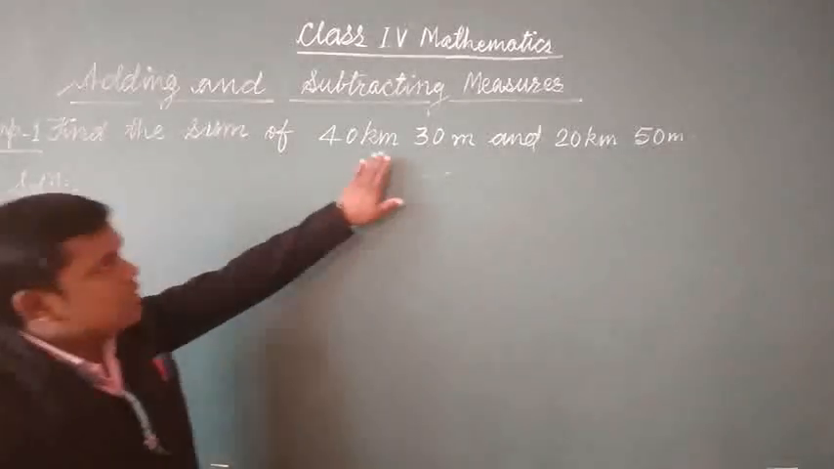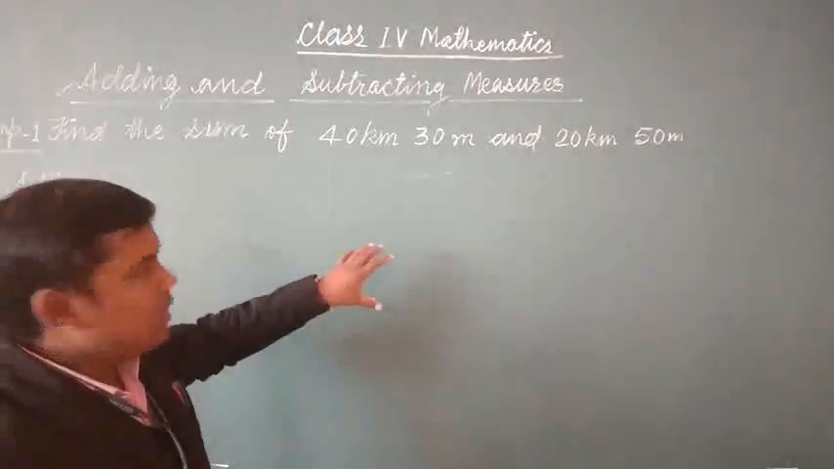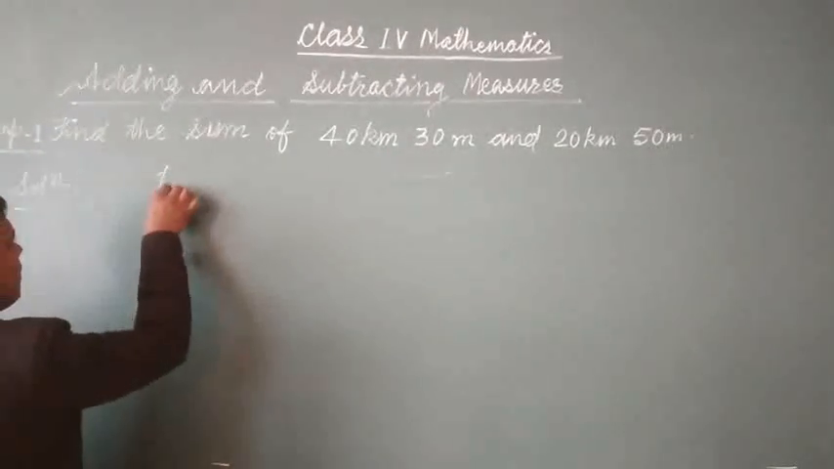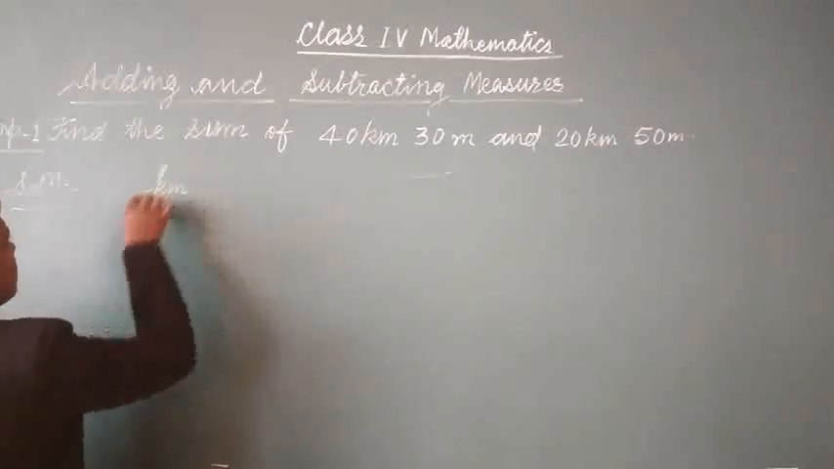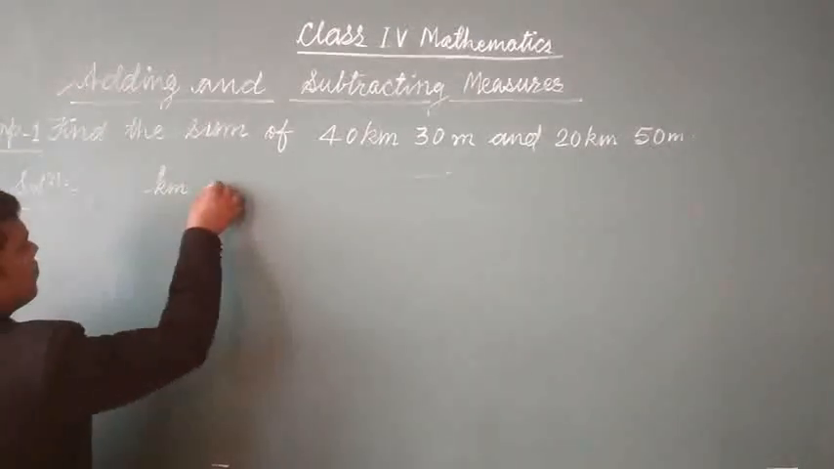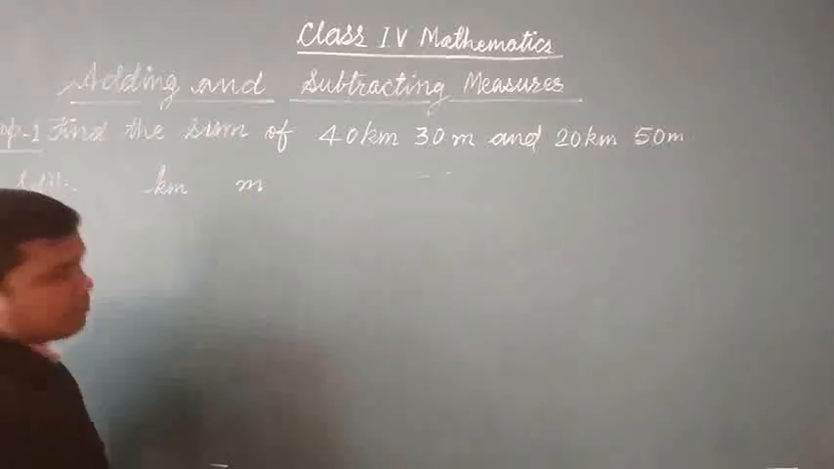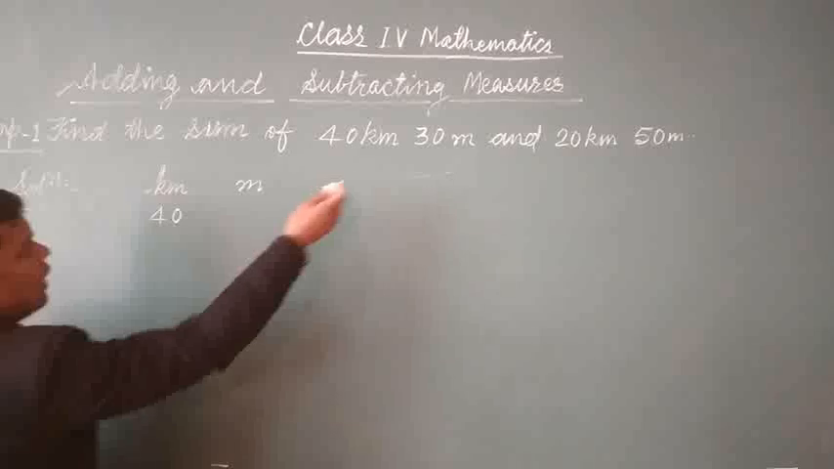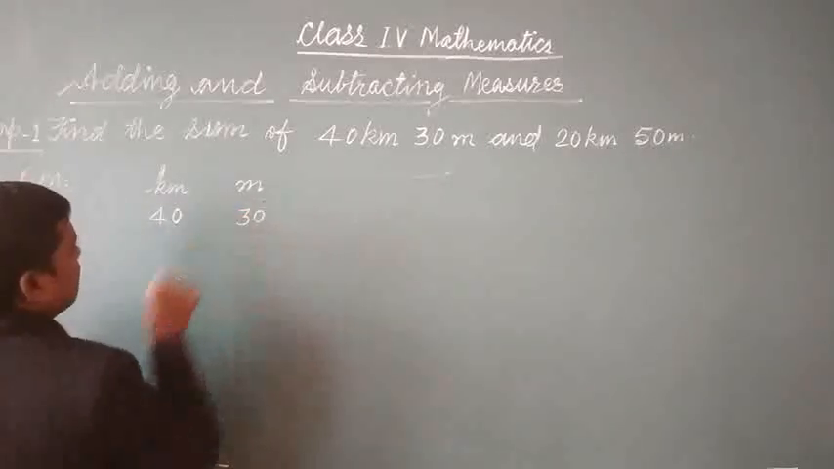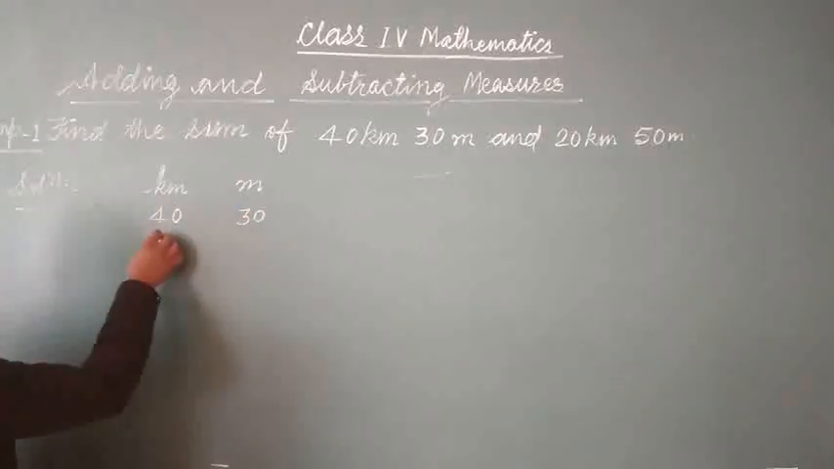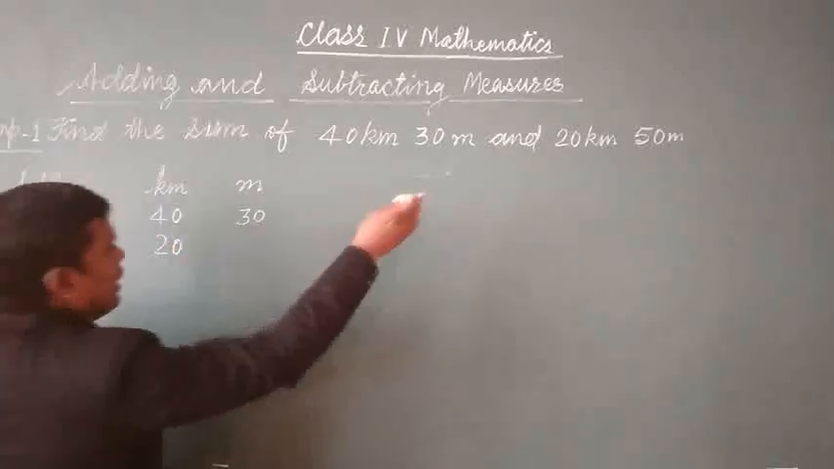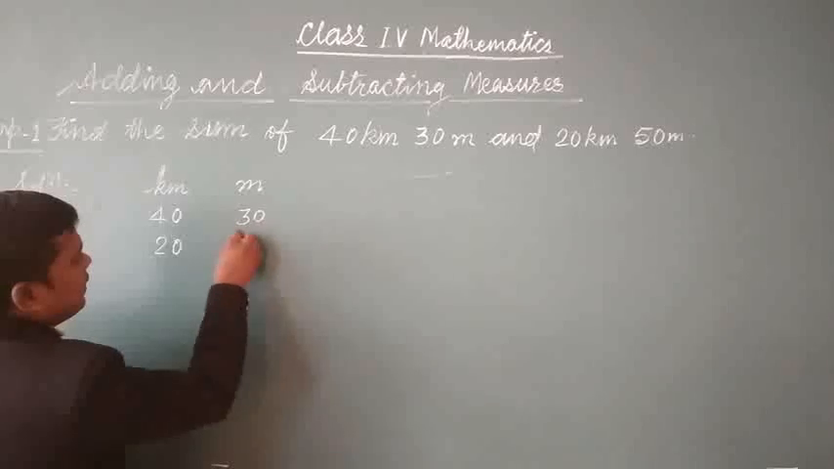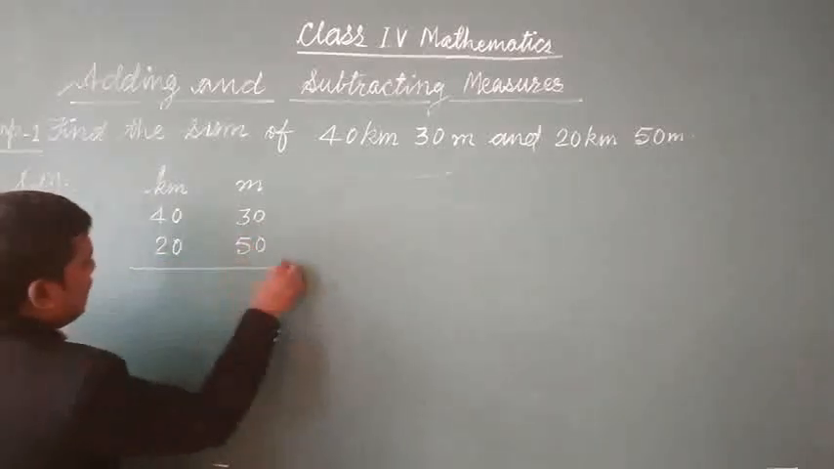We write on the top, in the column method, kilometer and meter. So here I am writing kilometer and here I am writing meter. Now under kilometer 40 and under meter 30. Again we write here 20 kilometer and here 50 meter. Now we will add.